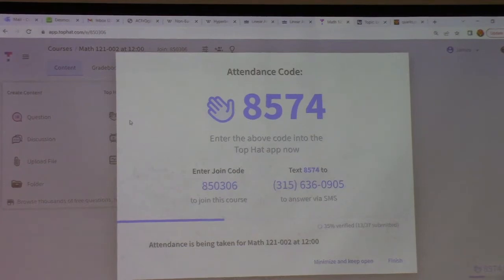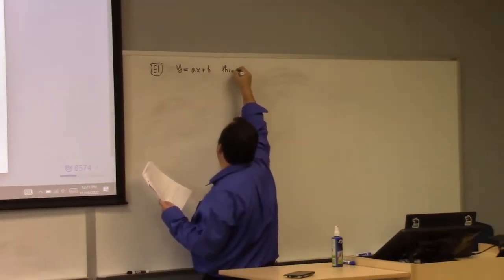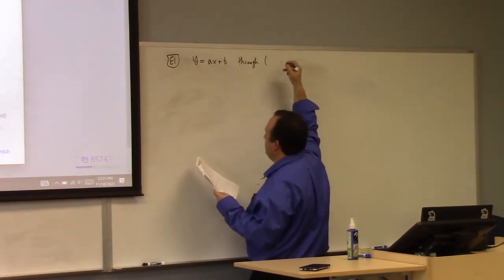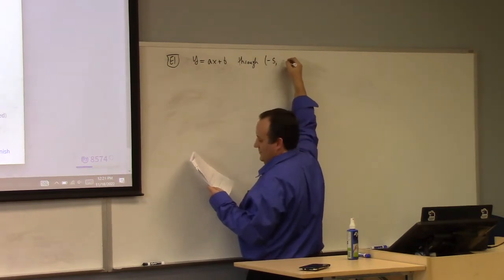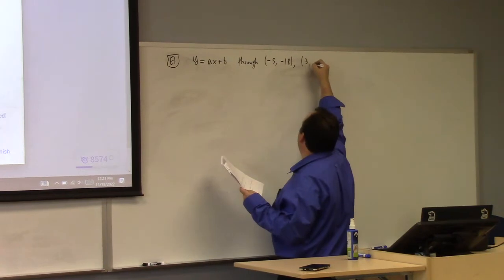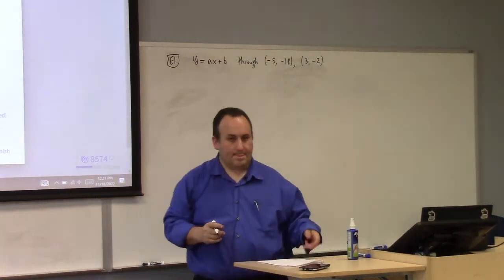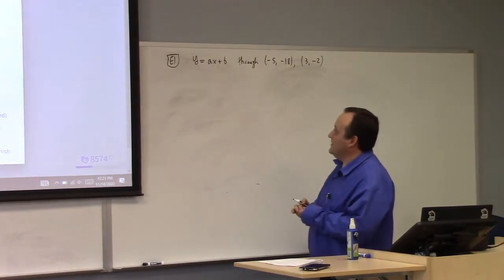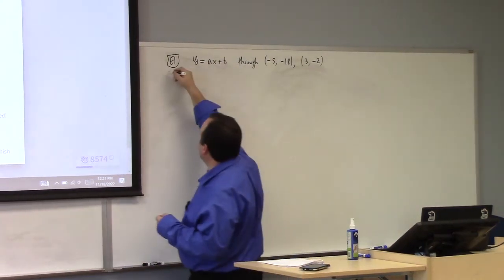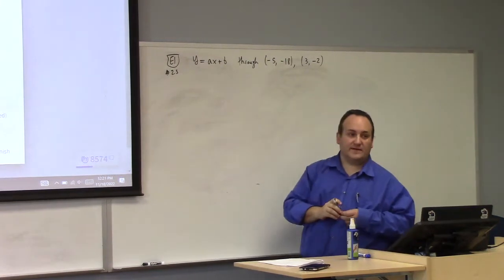You've got y equals ax plus b, and the equation passes through the following points: minus 5, minus 18, and 3, minus 2. All right? So this is number 25 in the homework. The question is, can you find a and b, which makes the line go through the points?